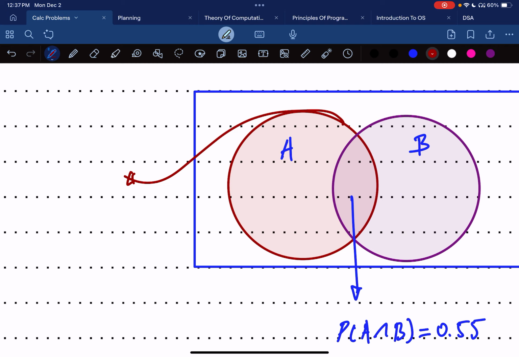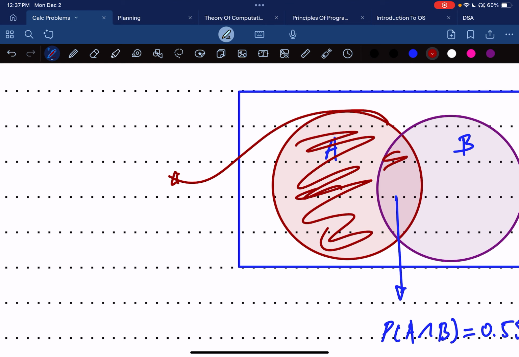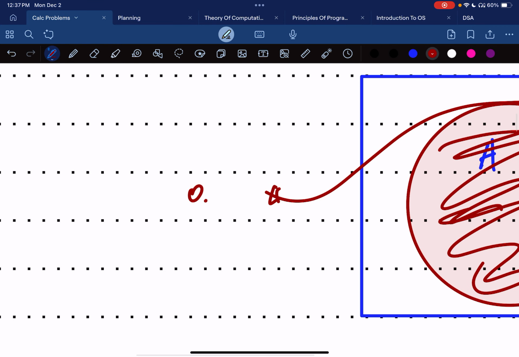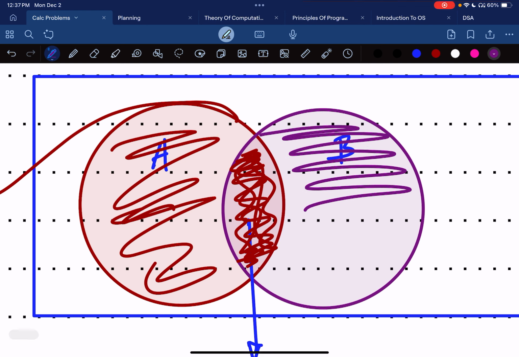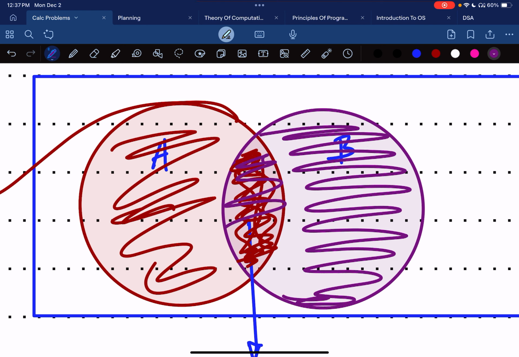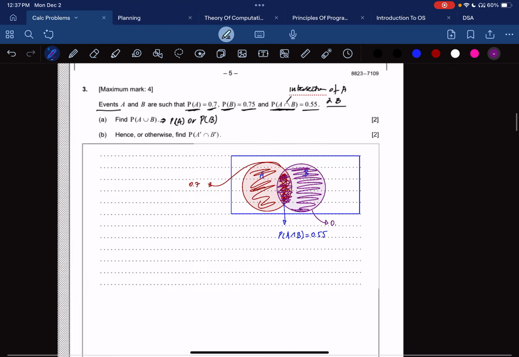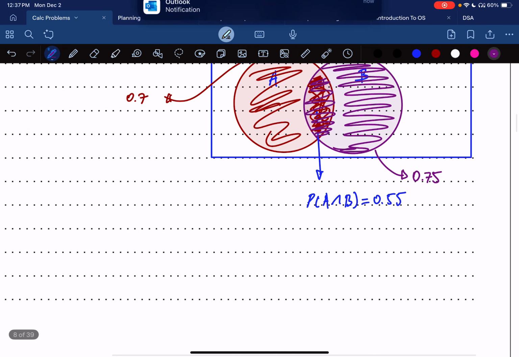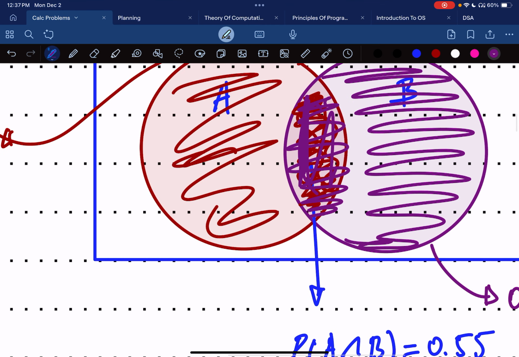And I know that from this question, the whole red section, the whole red universe world, the planet of A, the whole probability of finding A, that means this whole region here, as well as a little portion here where A is also found, this whole thing is 0.7. Similarly, for B, we have this whole region here and a small one here that also belongs to B, and that is given to us as 0.75.